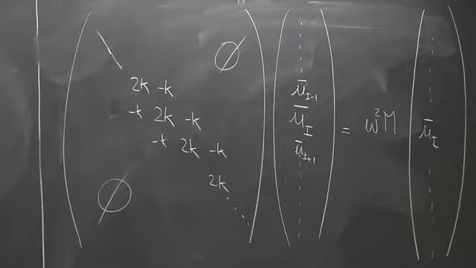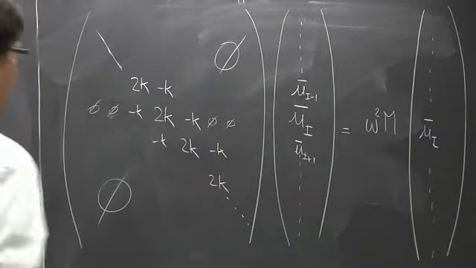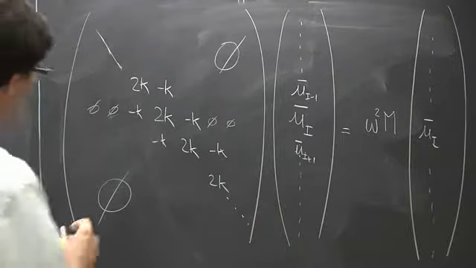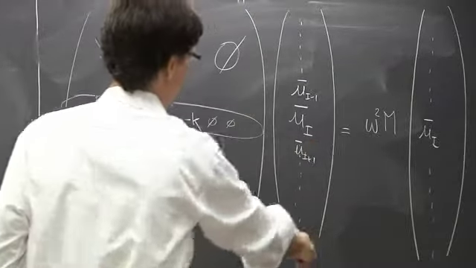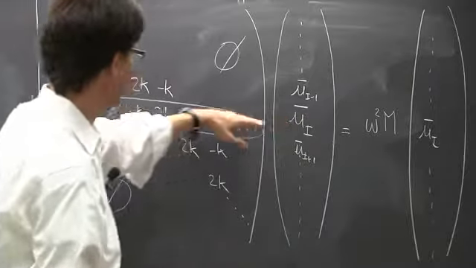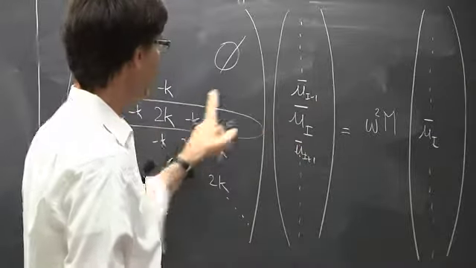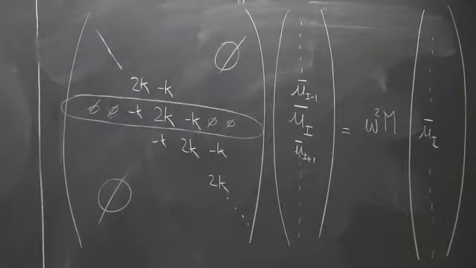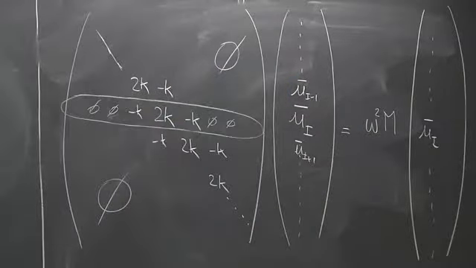Okay. So I've now written a big matrix equation. And I hope you recognize that if I multiply this row, row i, with this column, I get minus k u_{i-1}, 2k u_i, minus k u_{i+1}, and 0 elsewhere. And row i is equal to omega squared m u_i bar. That's exactly this equation here.